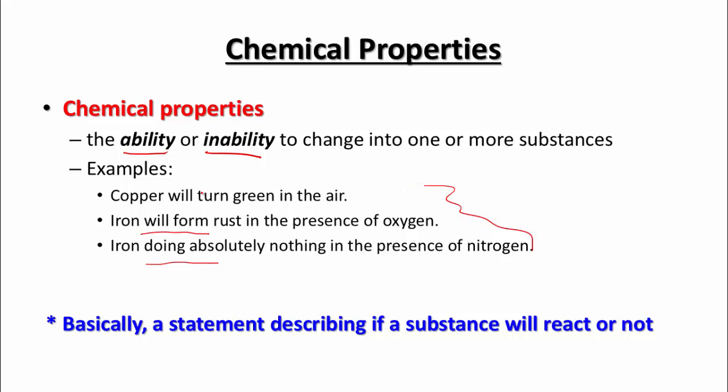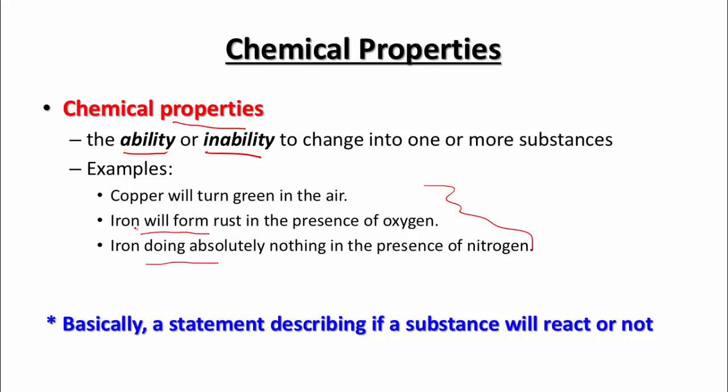If these statements were turned into something like copper is turning green, as you'll see in the next video, that's what we call a chemical change. The difference between a property and a change is that a property is more of a statement about the substance, whereas if we talk about changes, it's actually happening. So if I say iron is rusting, that's actually happening, so it'd be a chemical change.